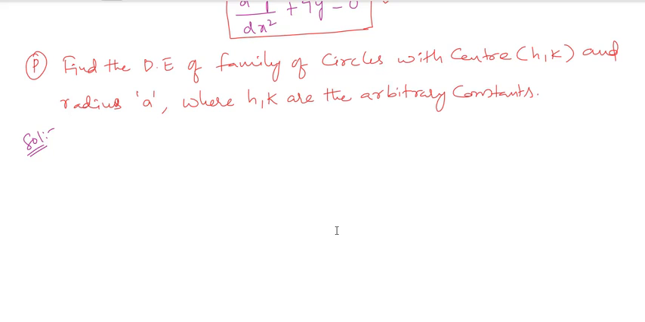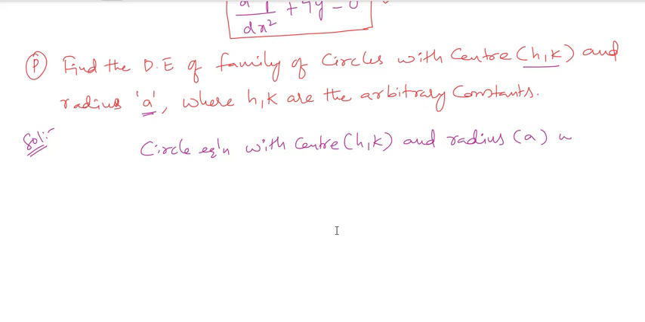You know the family of circles with the center h comma k and radius a. What is that? The circle equation with the center h comma k and radius a will be, you know, x minus h whole square plus y minus k whole square is equal to a square. This is the circle equation with the center h comma k and radius a. Am I correct or wrong?